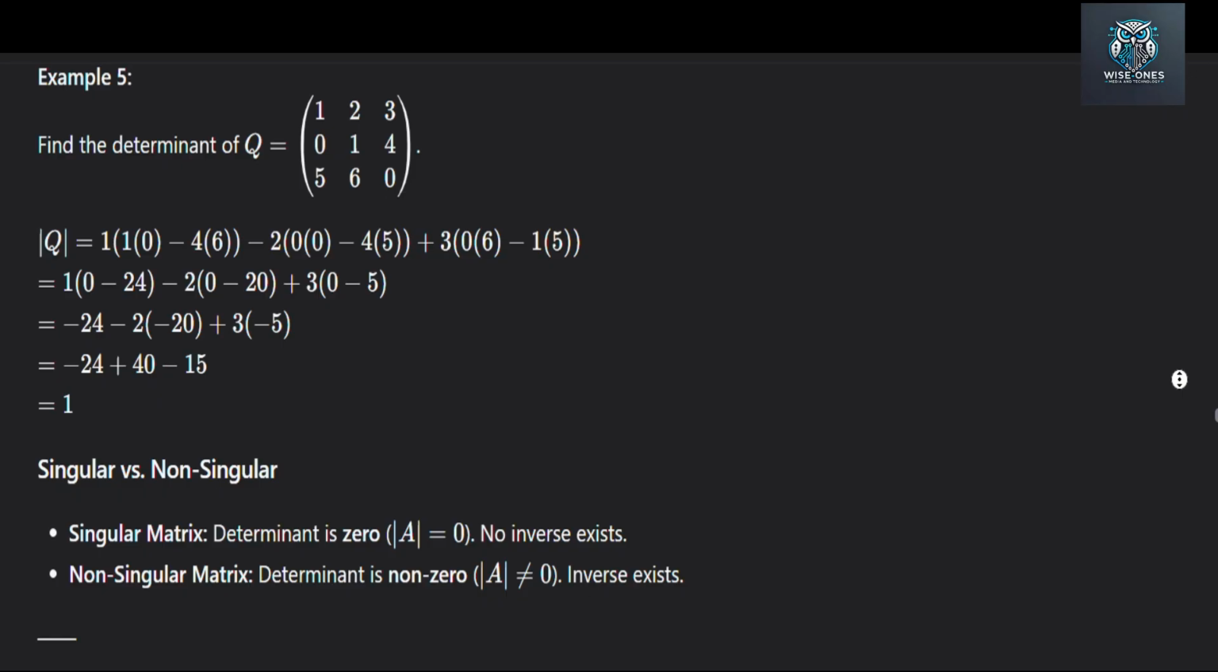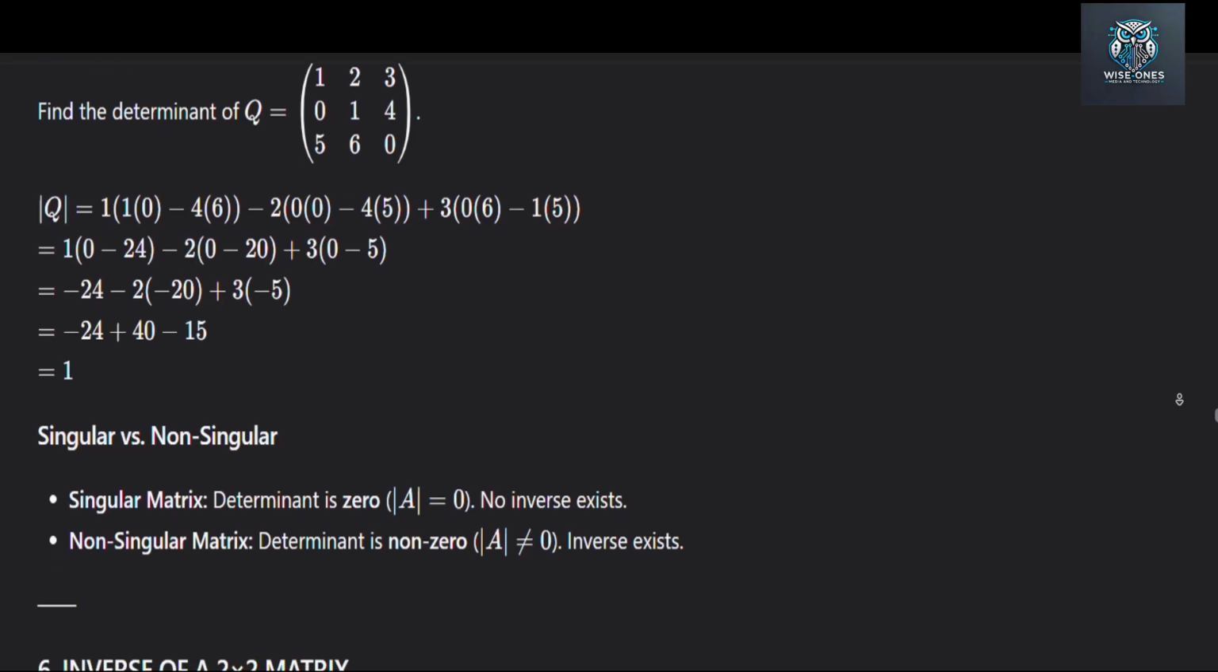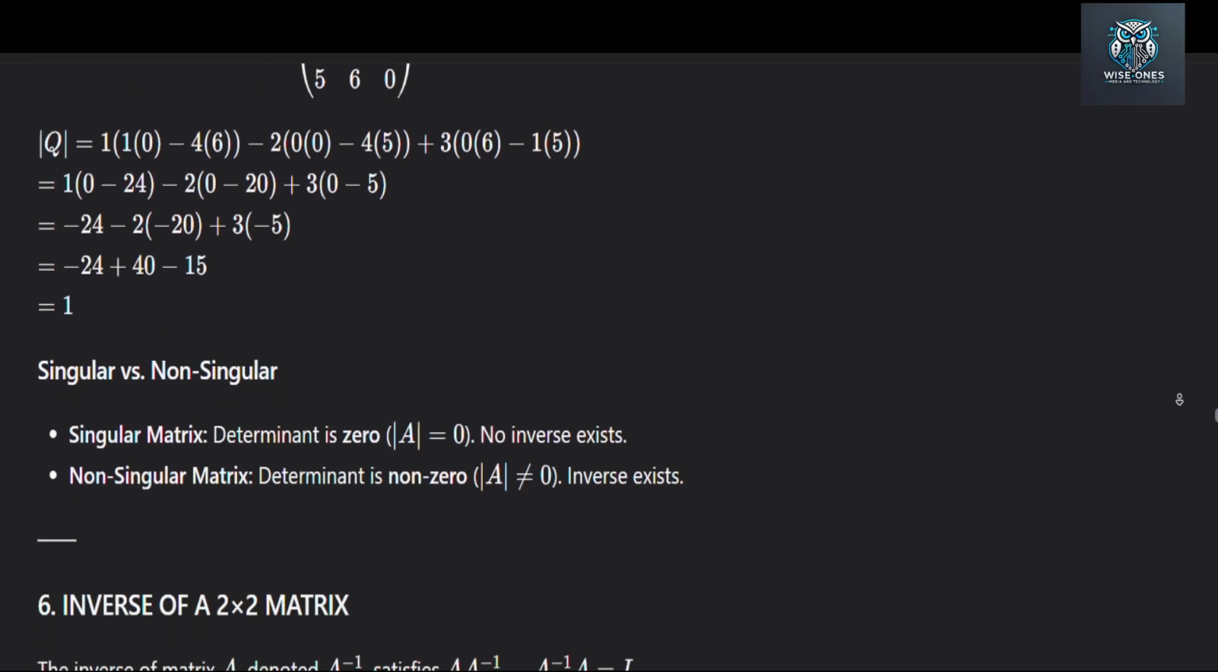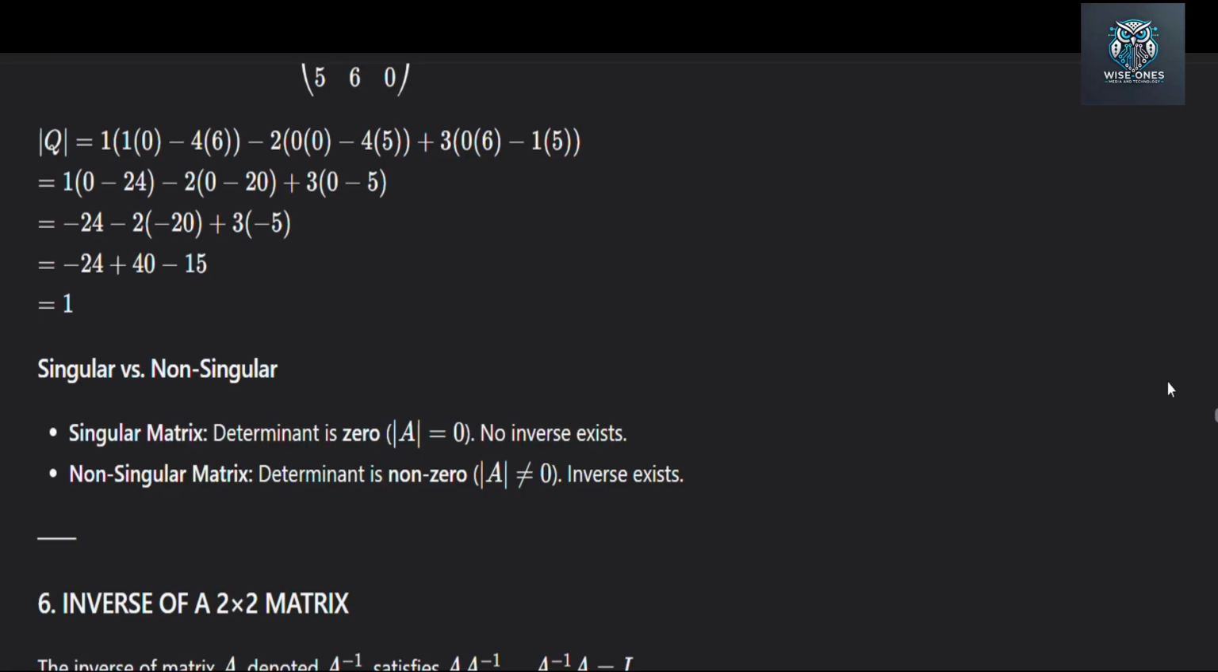0 times 6 is 0. 1 times 5 is 5. So 0 minus 5 is negative 5. Plus 3 times negative 5 is negative 15. Now add them all up. Negative 24 plus 40 minus 15. Negative 24 plus 40 is 16. 16 minus 15 is 1. So the determinant is 1.